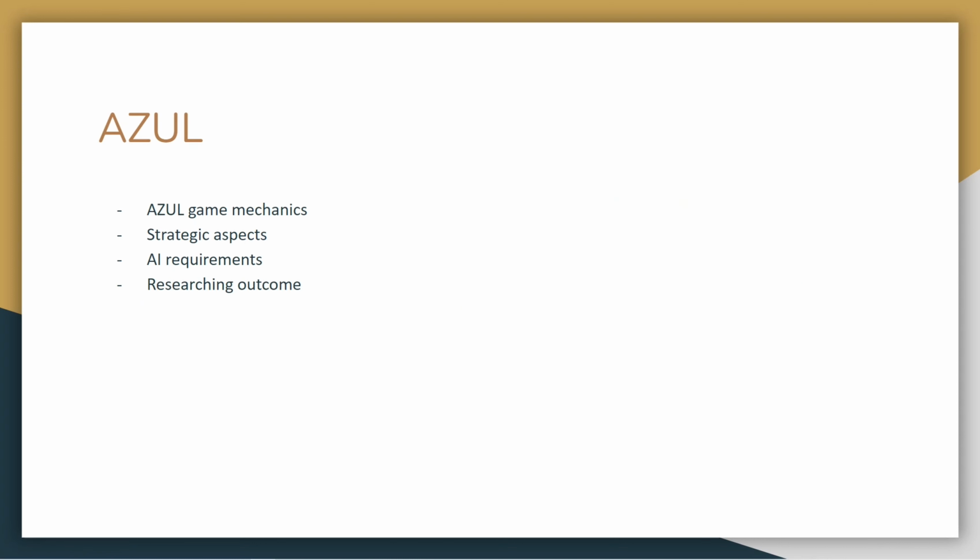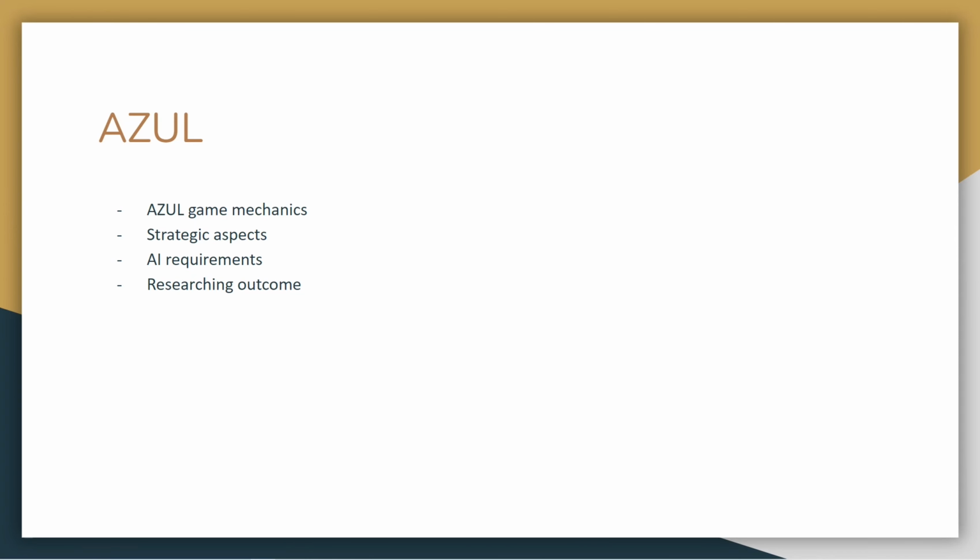Azul, an engaging board game, involves players taking turns to draw tiles from factories to fill their game boards. Taking strategy, the game is a delicate balance of offensive and defensive strategies. Therefore, designing an AI engine requires the ability to handle the game's complexity, uncertainty, and randomness.